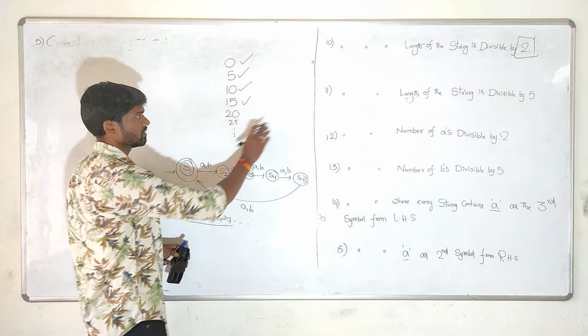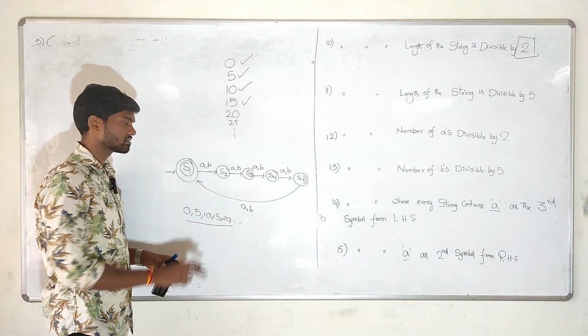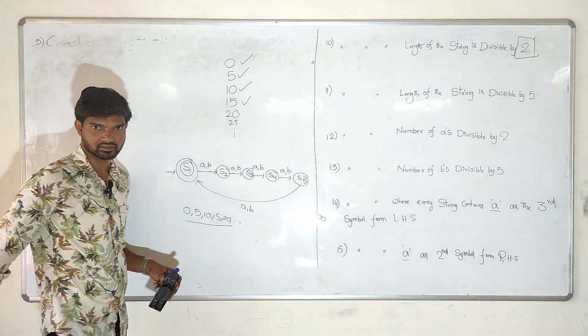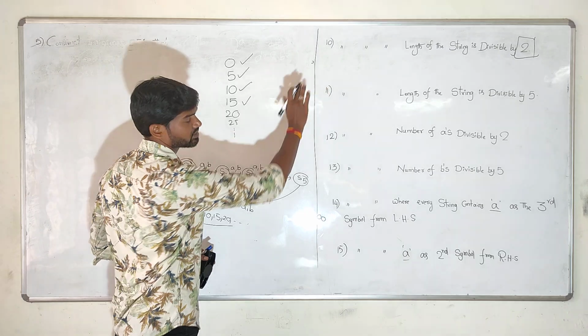That's the 11th question. And how many states are here? There exist 5 states like this. So this is the answer for the 11th question.